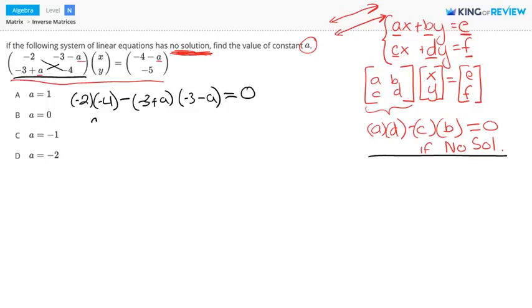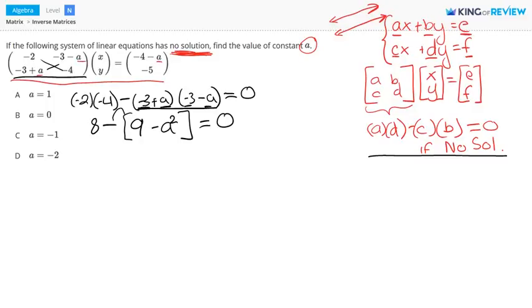-2 times -4, this equals 8. And then minus, now what we want to do is use FOIL to multiply this portion out. -3 times -3, that equals 9. -3 times -a, that's 3a. And a times -3 is -3a. So those cancel out. And then finally we have a times -a, which is -a squared. And this is equal to 0.